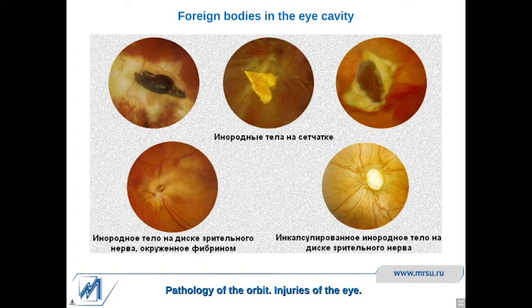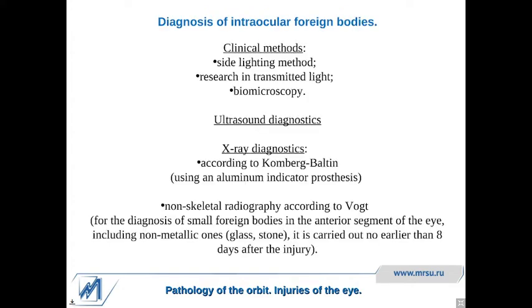For example, on the fifth picture, lower line, the right picture, there is a foreign body in the optic disc. Yes, it is an unhappy patient. And on the upper line we see foreign bodies which are in contact with the retina and make a wound in the retina, and atrophy around the foreign bodies.